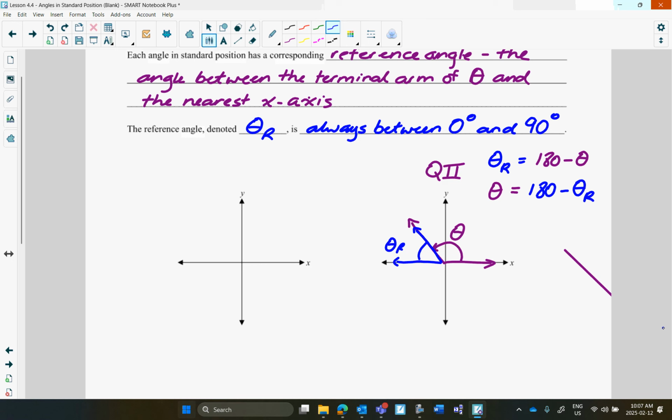So like if I said this was 100 degrees, what would this be? 80. If I said this was 50 degrees, what would this be? 130. Okay, you can see how you find it. It's pretty straightforward.